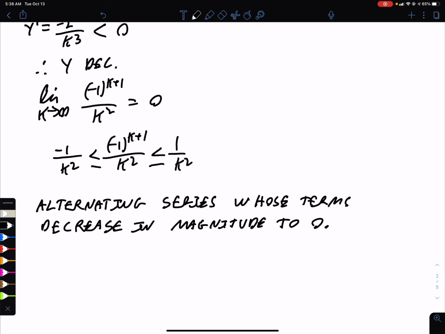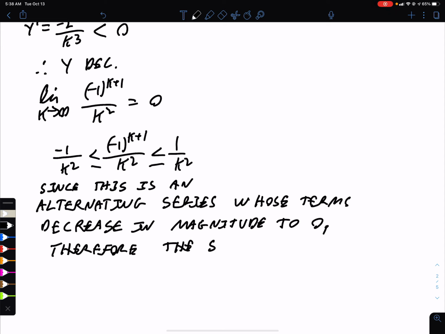I would say, since this is an alternating series whose terms decrease in magnitude to zero, therefore, the series converges.